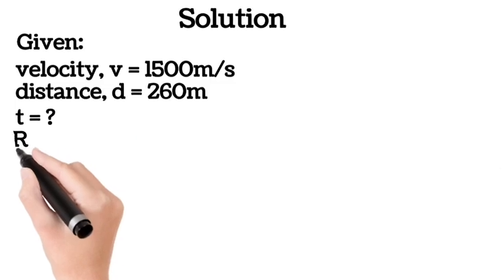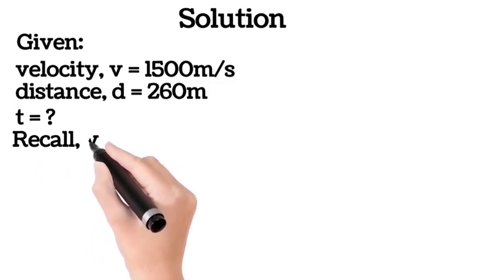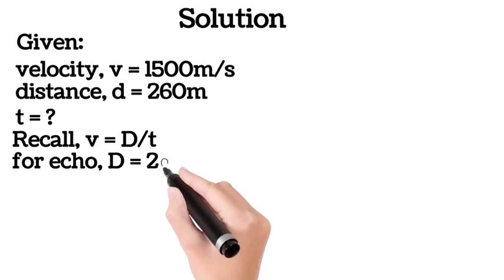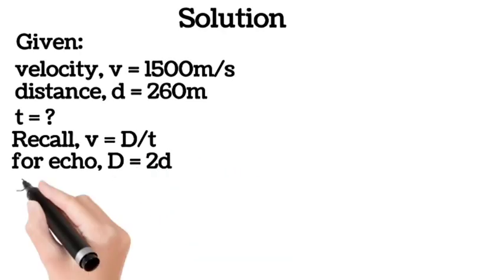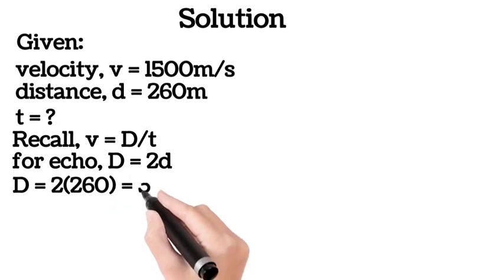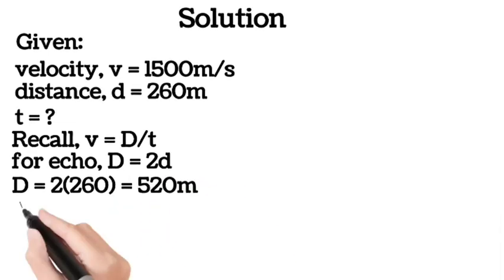Now recall that V equals capital D over T, and for echo, capital D equals 2d. For us to get capital D, since we are given our small d as 260, D equals 2 times 260. 2 times 260 is what? 520. So we have our capital D as 520 meters.